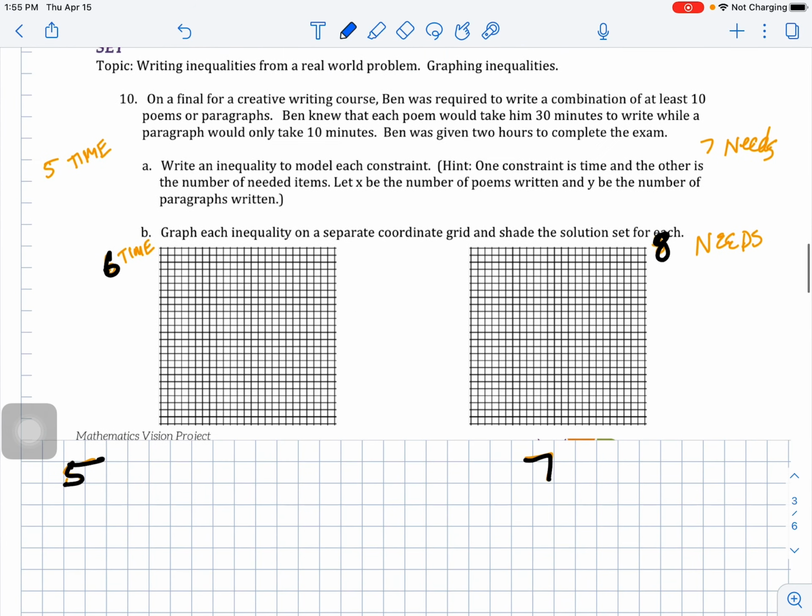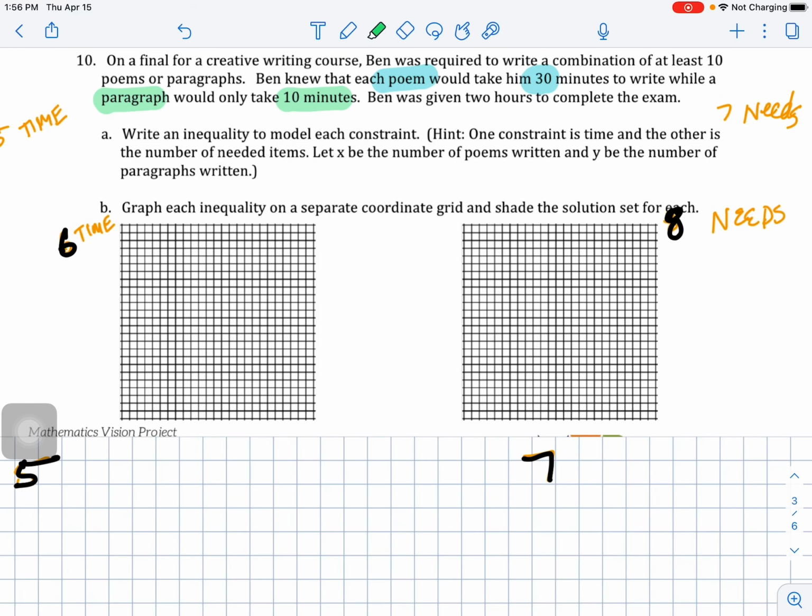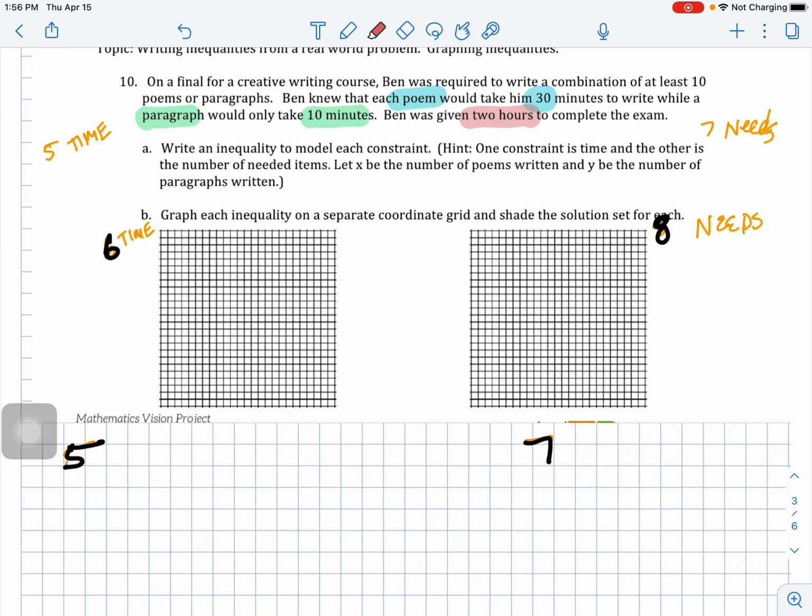The next section gives you a story problem. It says, on the final for creative writing course, Ben was required to write a combination of at least 10 poems or paragraphs. Ben knew that each poem would take him 30 minutes to write, and each paragraph would only take him 10 minutes to write. Ben was given a total of 2 hours to complete the exam.